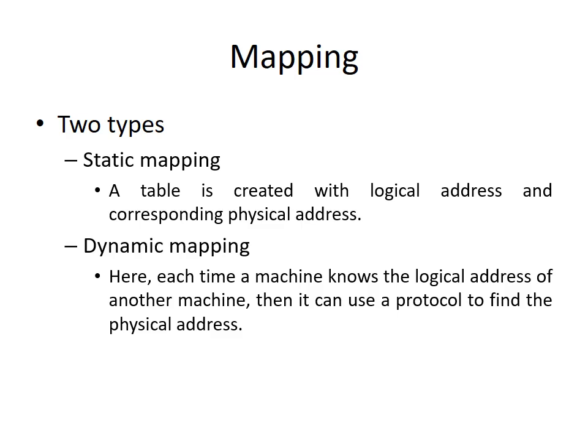The first one is ARP, Address Resolution Protocol. In the Address Resolution Protocol, what exactly they will do is map the logical address. They know the logical address, that means the IP address. They will map the logical address into the physical address.